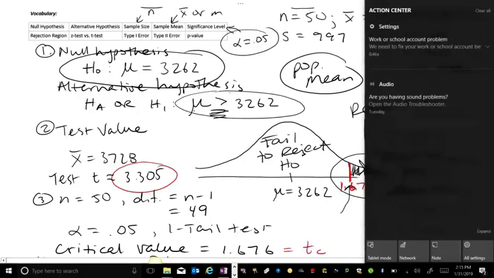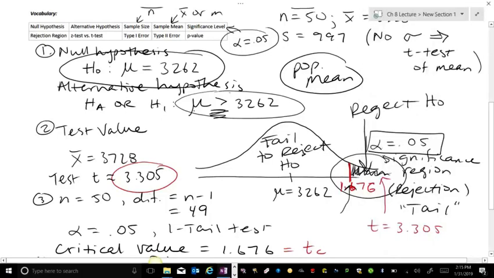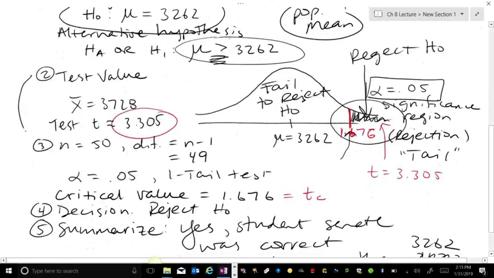I did the test value for number 2, and then the critical value for number 3. You can swap these, it doesn't matter. Test value, critical value can be done in either order. And then finally our decision, which is either reject or fail to reject, and then our summary. Let's take a look at another example.